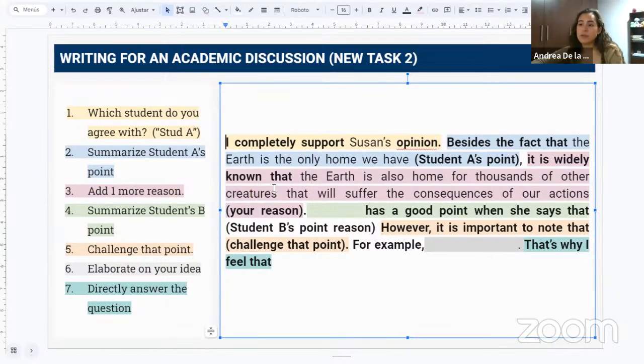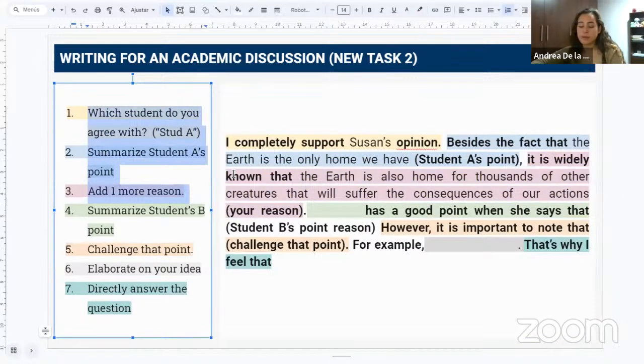And that's it. Those are the first three elements. Is it clear so far? Do you guys have any questions up until this point?